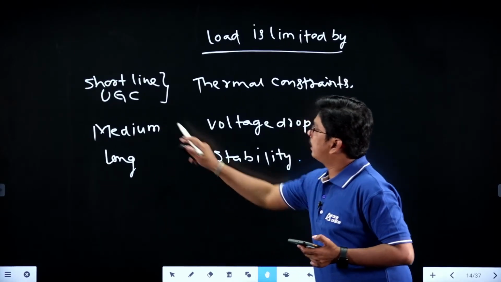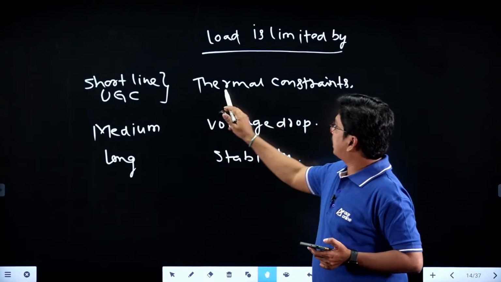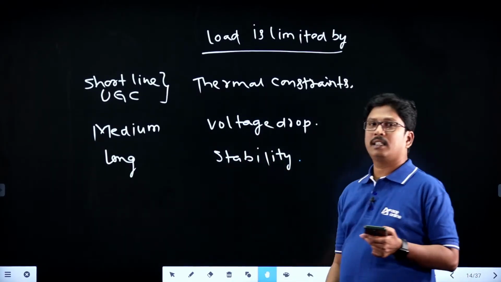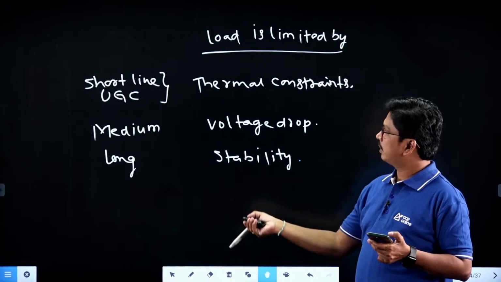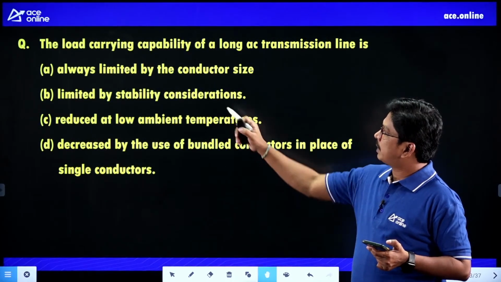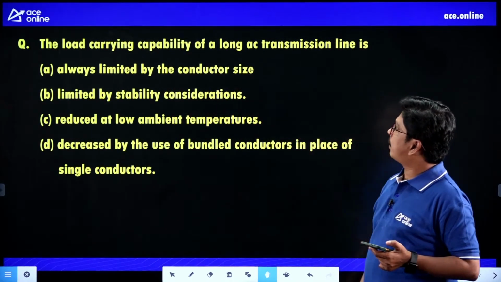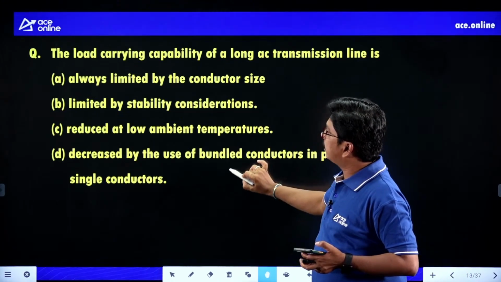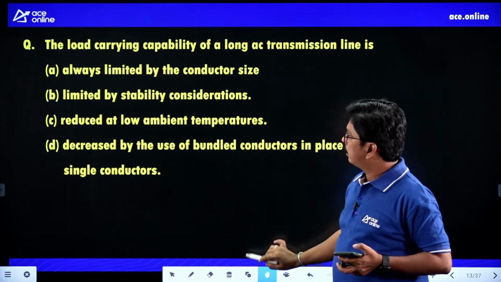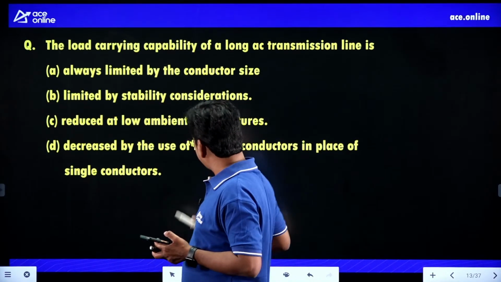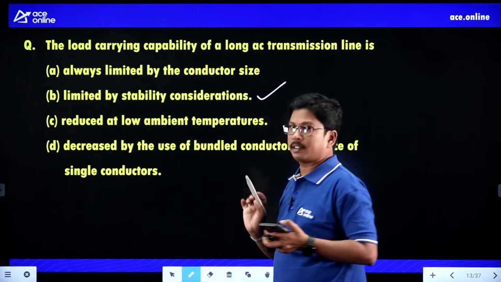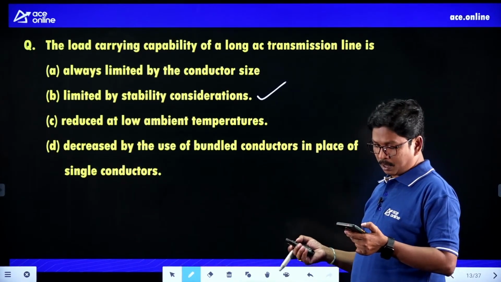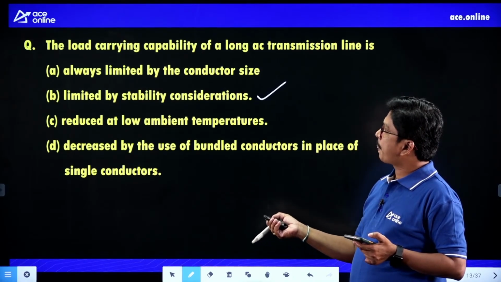Okay. So here, what is the answer here? For short transmission line, thermal constraints; medium transmission lines, voltage drop; long transmission lines, it is stability. Please check here. So the load carrying capability of long transmission lines: for long transmission lines, they are limited by stability constraints. Clear, right? So ఒకసారి క్లియర్గా చెక్ చేసుకోండి, టైం సరిపోదు ఇక్కడ. రైట్.